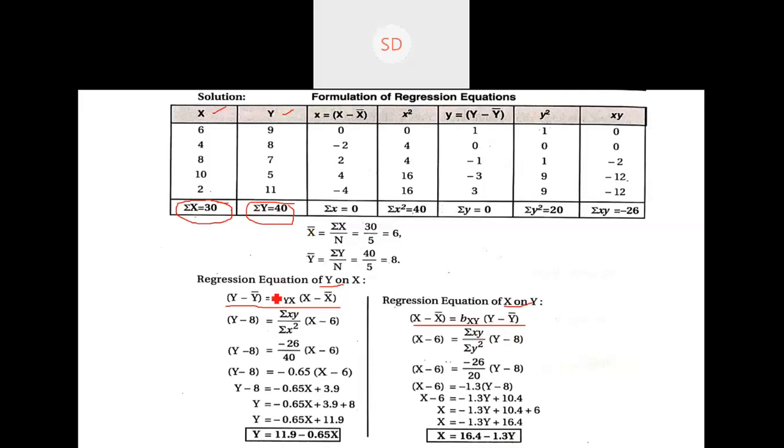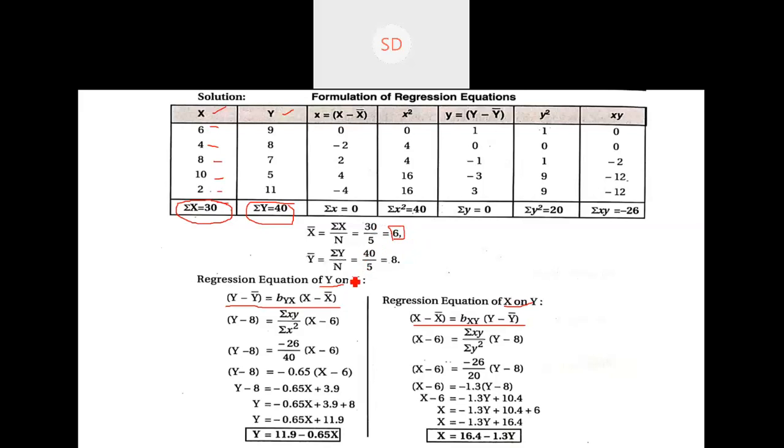For that we have to find out the deviations from the actual mean. So let us find out the actual mean. Actual mean is nothing but arithmetic mean. The formula will be sigma x divided by n. Sigma x, which we already calculated, is 30, divided by n. N is nothing but the number of data. So 1, 2, 3, 4, 5, so n is equal to 5. When you do 30 divided by 5, the arithmetic mean for x series is 6.